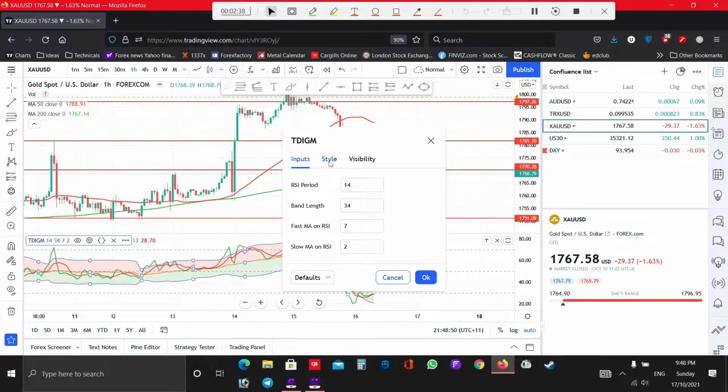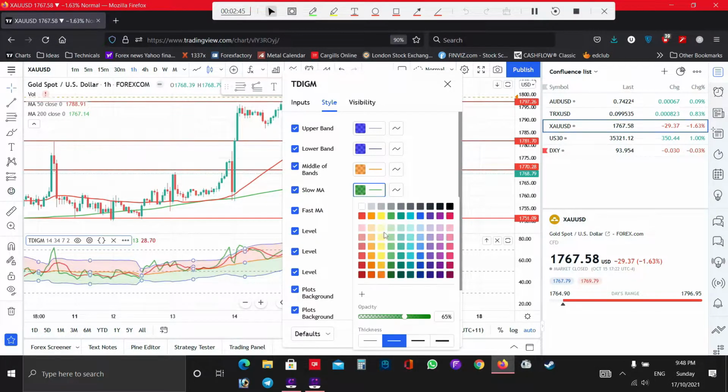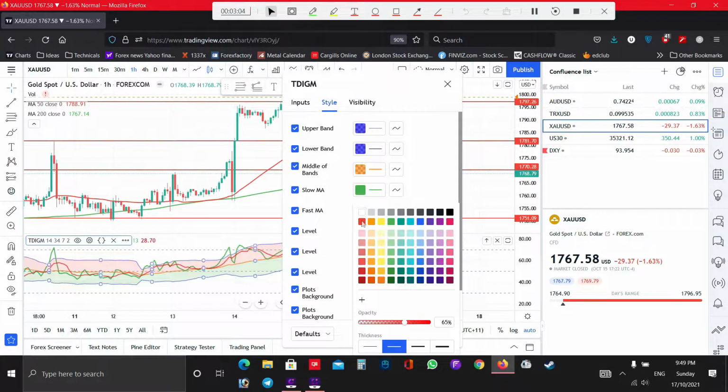Going to style, leave the upper band, lower band, and middle band, just leave them. For the slow MA, go in there, increase the opacity to 100 and put whatever green you would like to have. I use green because for some reason I like green and red being there. It looks like bulls and bears, so I just leave it there. For the fast MA, similarly, put red, and then put the opacity to 100. I have my thickness up to the second one, but you can use whatever you like.